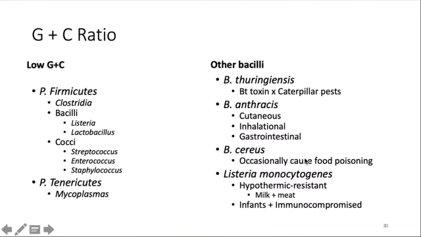In addition to these groups that we just went through, there are some groups that are also low GC, gram-positive, but are described based on their shapes. So we have the Bacilli group and the Cocci group. Now for the Bacilli group, you have Bacillus thuringiensis. Bacillus thuringiensis produces a toxin that is heavily used in the pest control industry.